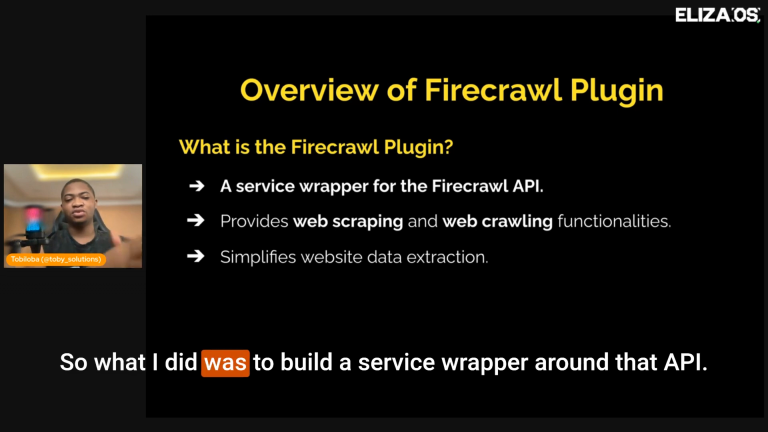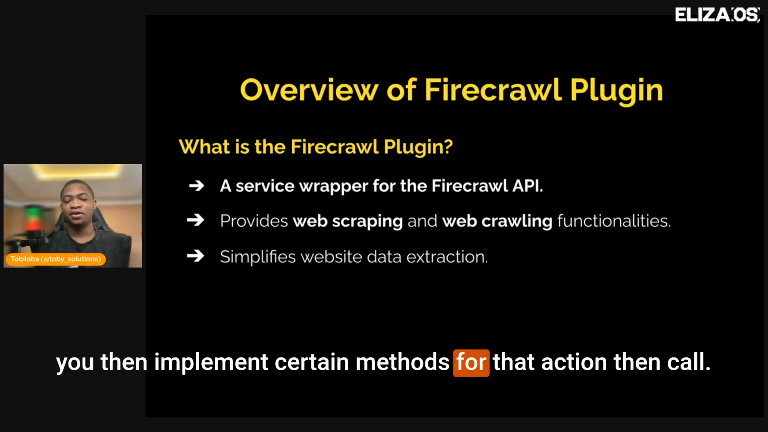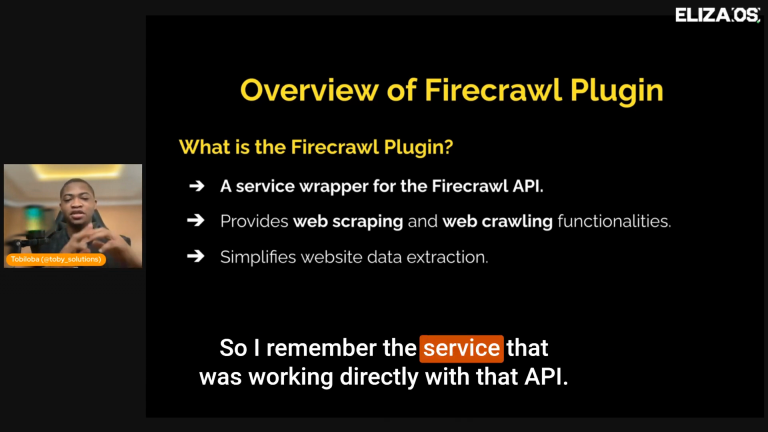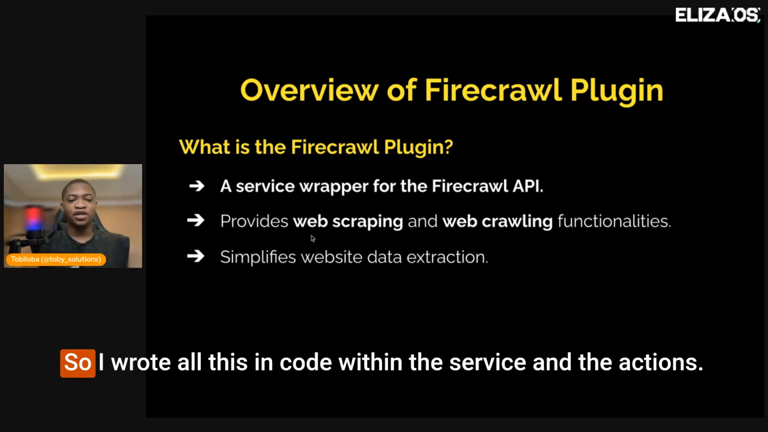So what I did was build a service wrapper around that API. If you are familiar with plugins and how they work, you have to implement a plugin service that implements certain methods which the actions then call. So I implemented a service that works directly with that API. I was also able to get the responses back and help Eliza figure out what to do with that detail. I wrote all this in code within the service and the actions.